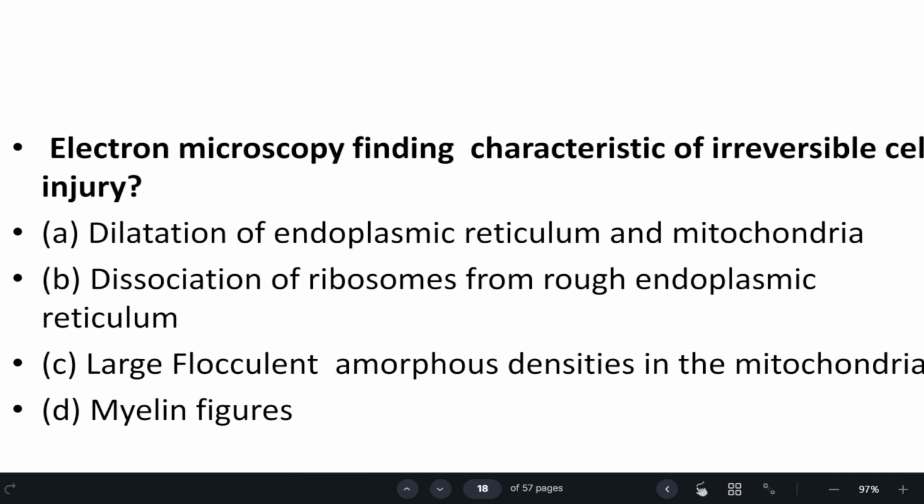Which electron microscopic finding is characteristic of reversible cell injury? Dilatation of the endoplasmic reticulum and mitochondria and cell swelling can be seen in reversible cell injury, due to increased water entering inside the cell. Dissociation of ribosomes from the rough endoplasmic reticulum and decreased protein synthesis can be seen in reversible cell injury. Small densities can be found in the mitochondria in reversible cell injury, but large flocculent amorphous densities are characteristic of irreversible cell injury. Myelin figures can be seen in both reversible and irreversible cell injury, but are more increased in irreversible cell injury. So the answer is large flocculent amorphous densities in the mitochondria.